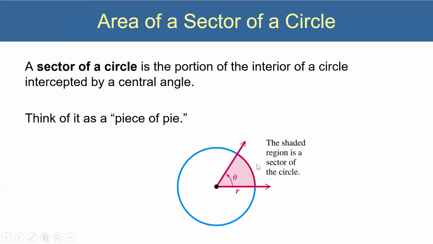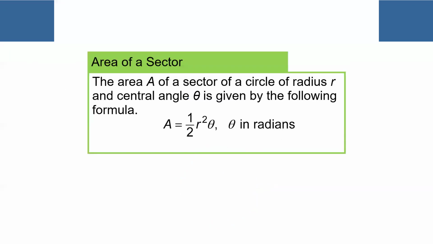Now we're going to talk about area of a sector. Think of it as a piece of pie. How much of the pie am I getting? Does that make sense? All right. Thankfully, someone created a formula for it. And here's your formula. The area of a sector equals 1/2 r squared theta, and theta must be what? In radians.